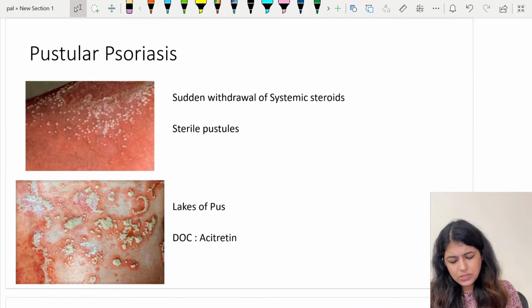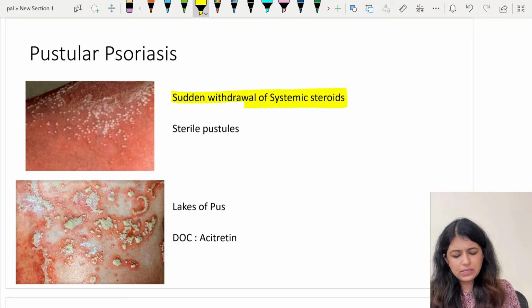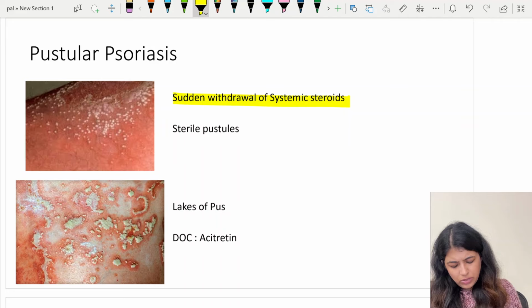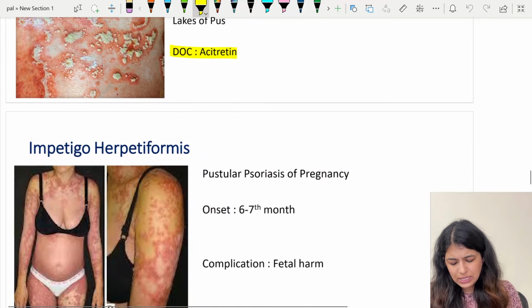Then we have pustular psoriasis, also called Von Zumbusch disease. Mostly the question is going to give you this clinical scenario where there is a sudden withdrawal of systemic steroids. So when a patient of psoriasis is taking some treatment from a local practitioner, suddenly stops the treatment, there are pustules all over the body. That is typically how a question describes pustular psoriasis. The drug of choice here is acitretin. So remember, the drug of choice for pustular psoriasis is acitretin.